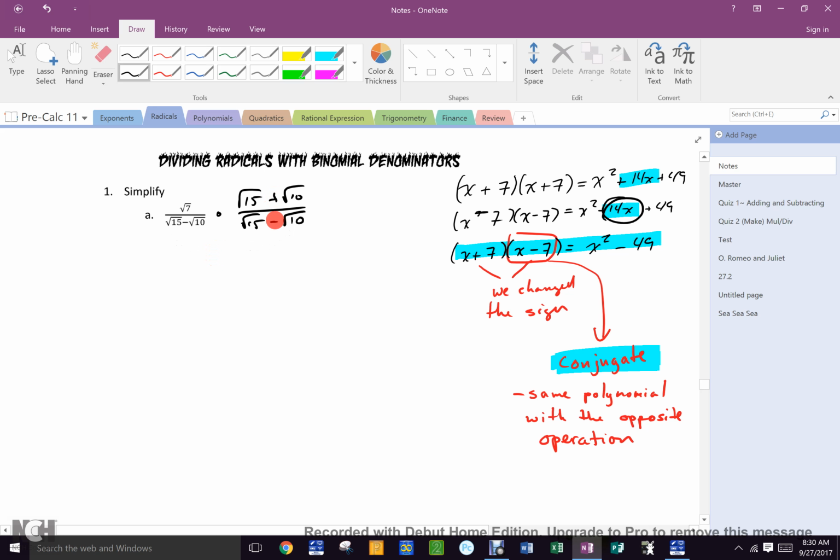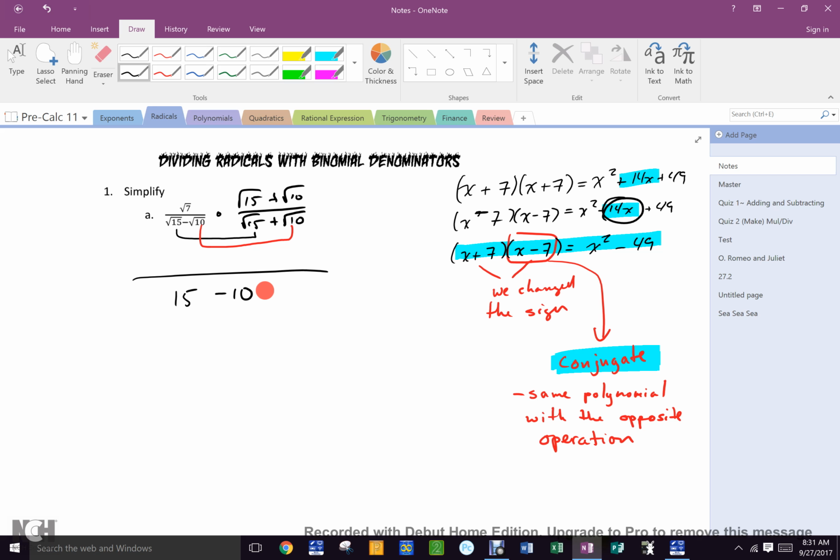But if I change it to the conjugate, what happens? What's root 15 times root 15? 15. The middle terms are going to drop out, which we already know from binomial multiplication, right? So root 15 times positive root 10 and root 15 times negative root 10 are going to disappear. And then what's root 10 times root 10? 10, but it's got to be negative 10. Any radicals on the bottom? Is my denominator rationalized? Yes.